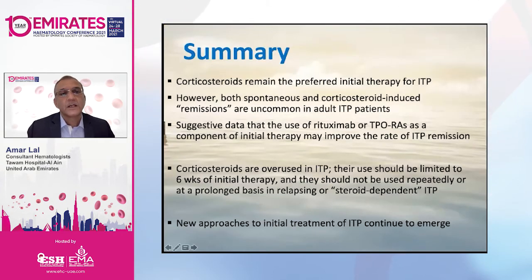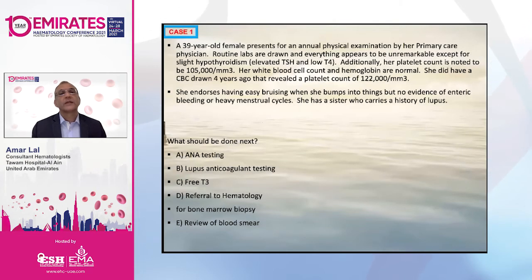Summary. Steroid remains the preferred initial therapy. Both spontaneous and steroid-induced remission are uncommon in adults. Suggested data on the use of rituximab or TPO agonist as initial therapy to improve ITP remission is in the process. It may emerge later. Now let's test whatever we have done so far.